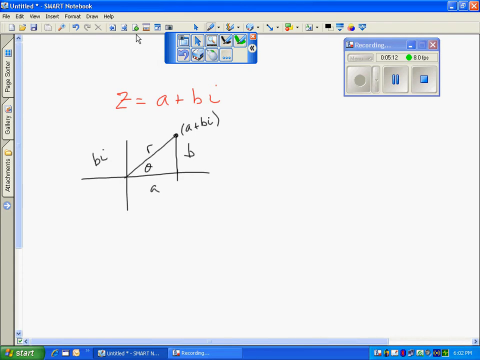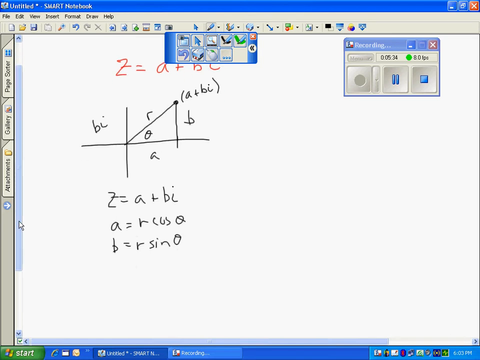So in this case, where z equals a plus bi, a is equal to r cosine theta. How come that is? a is x. We showed that on the earlier screen. b is r sine theta.